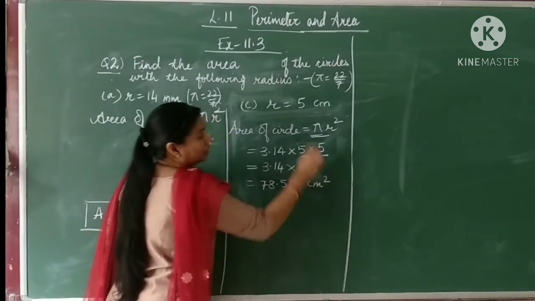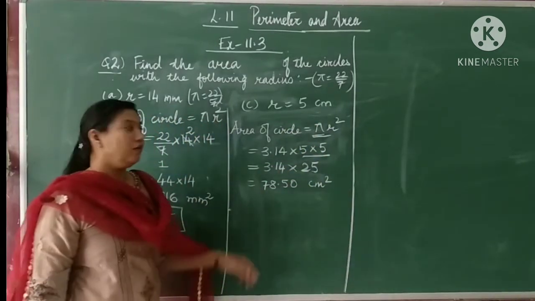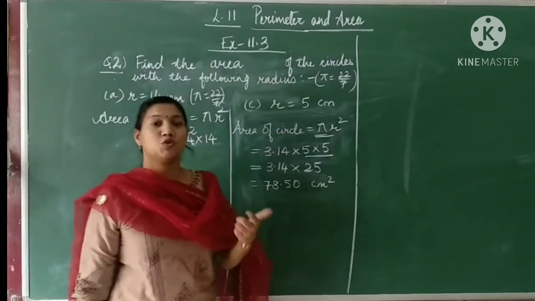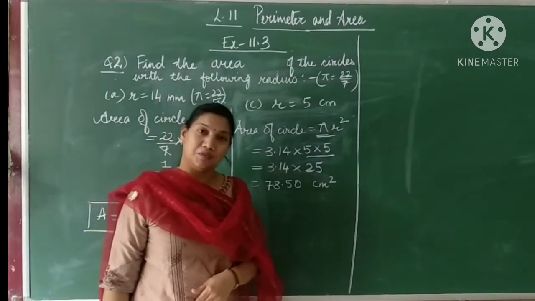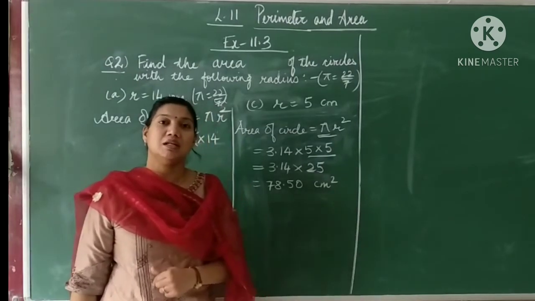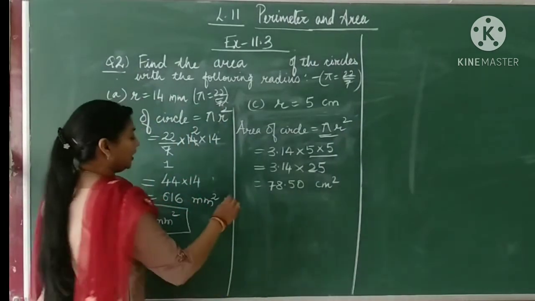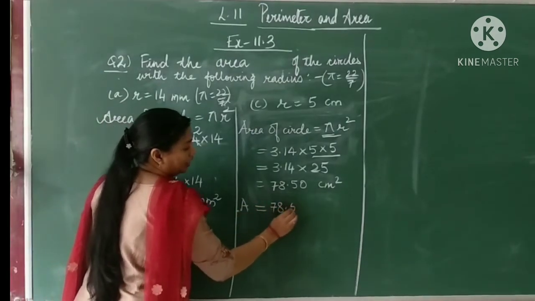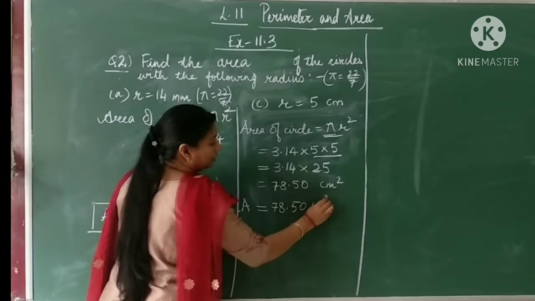78.50 centimeter square. So whenever remember the radius is not in the table of 7, choose the value of pi as 3.14 because it will be easier to calculate. Thus the final answer is area of the circle is 78.50 centimeter square.